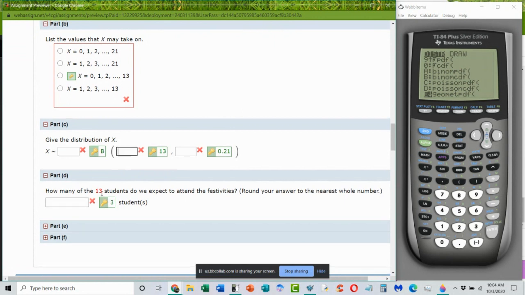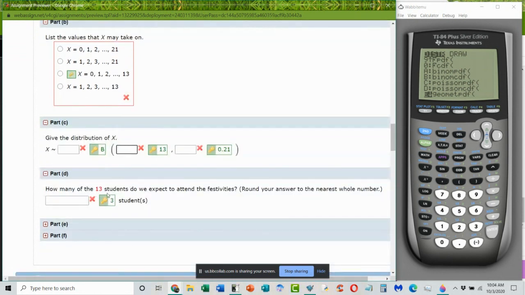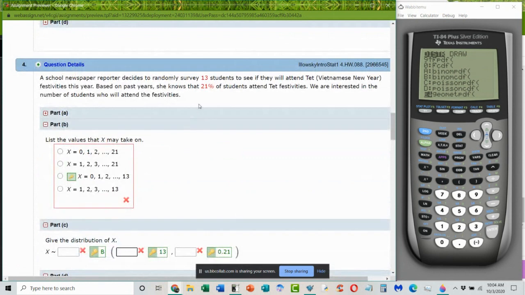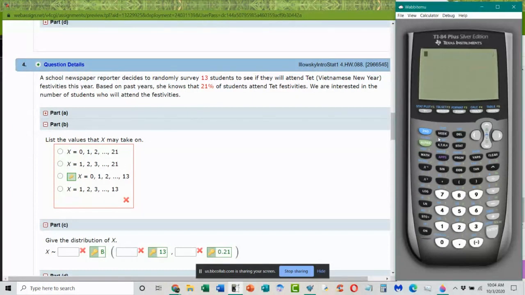So here they're asking us, if we have 13 people and 21% of them are going, how many people should we expect to be there? Well, it's just 13 times 21%, 21 divided by 100, or 0.21, whichever makes you happy.